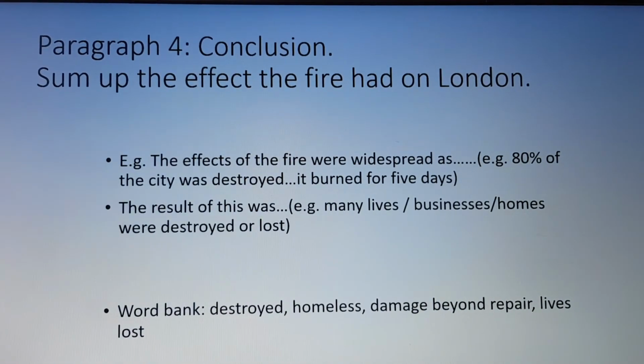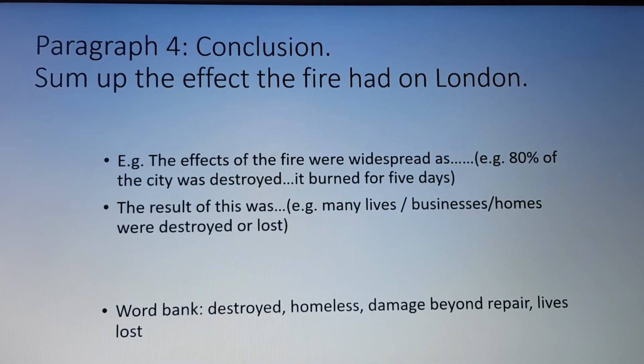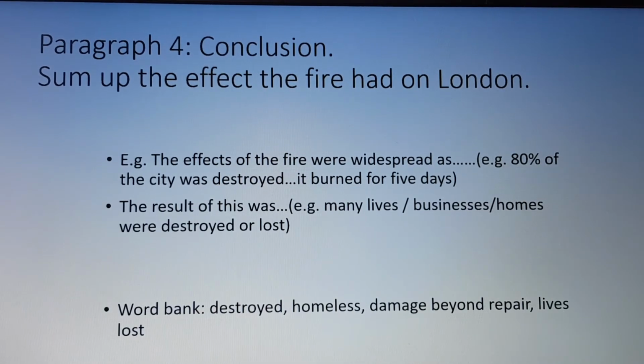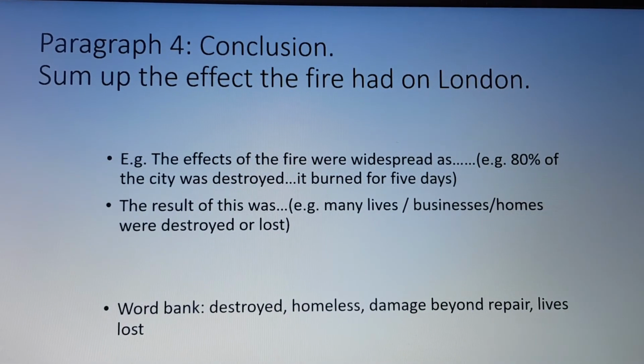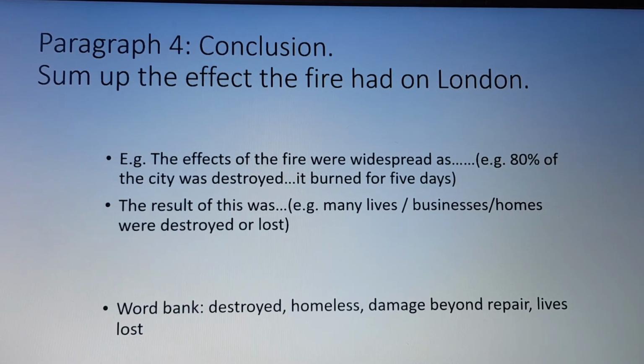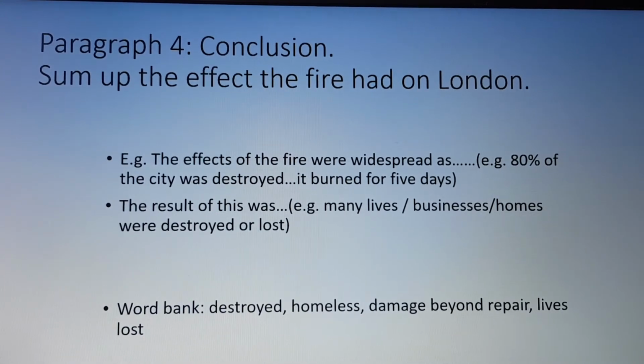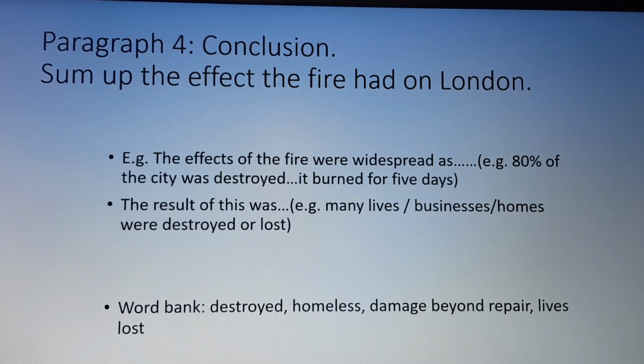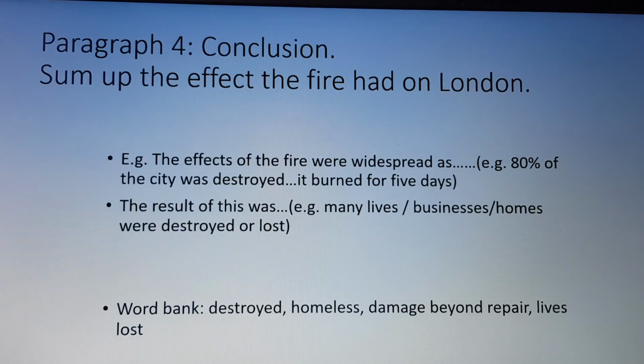Now we are just going to extend it slightly and put in a 4th paragraph. This is going to be your conclusion, so summing up the effect the fire had on London. Your conclusion might only be a couple of sentences long, okay? So we've got here, the effects of the fire were widespread as, and then we've got the examples, 80% of the city was destroyed, it burned for 5 days.